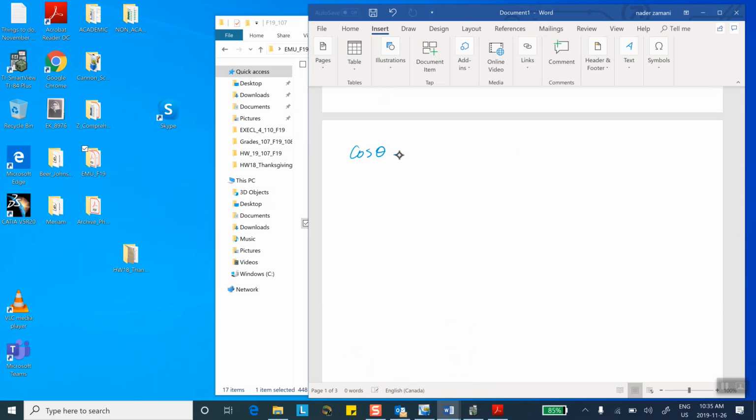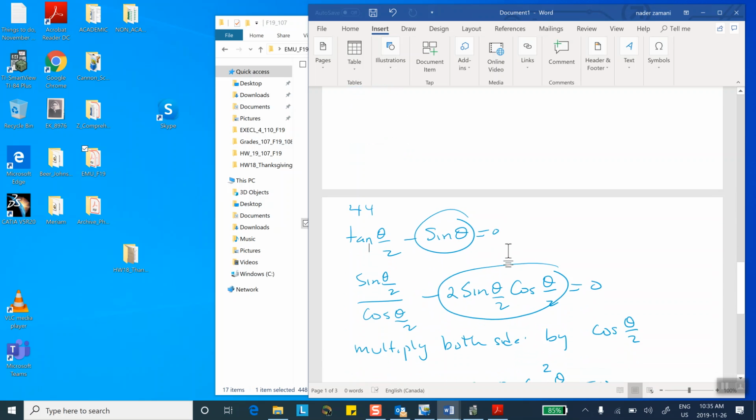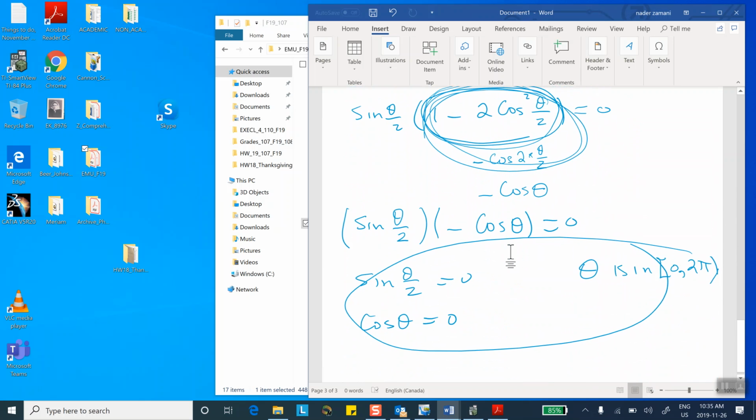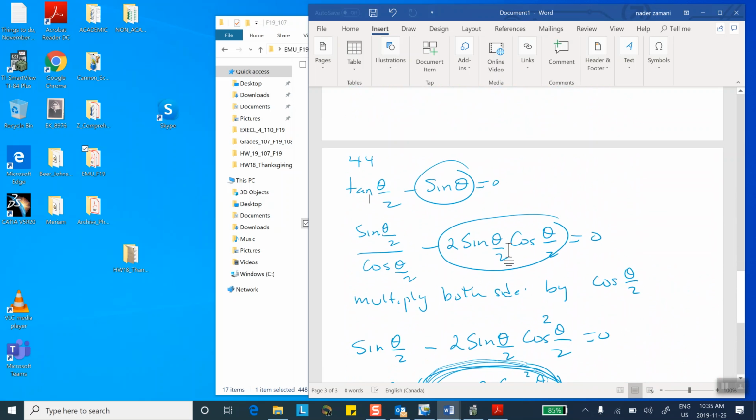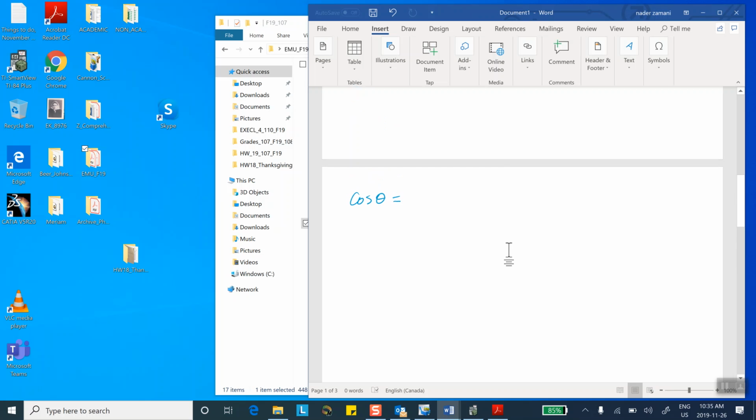Cosine of theta. Let me do the bottom one first. Cosine of theta equal to, what was it? Equal to 0, right? Yeah, cosine of theta equal to 0. And theta is in 0 and 2 pi. Okay, this is obvious. Theta equal to pi over 2 and theta equal to 3 pi over 2. This is it. Nothing else. That takes care of this situation.